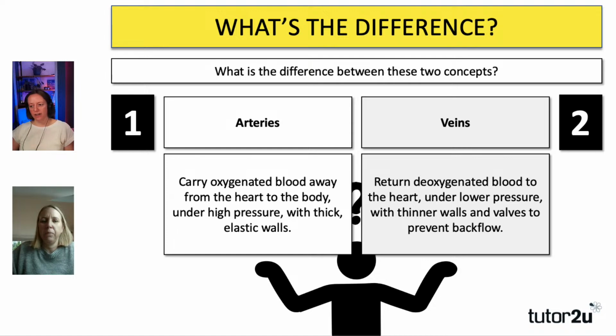And veins actually have valves in them to prevent backflow. So if you think about it, you've got to get the blood from your feet back up to your heart. So the valves mean that the blood can only flow in one direction, so it doesn't all just drain to the bottom of your feet, because that wouldn't be very good for our brains.